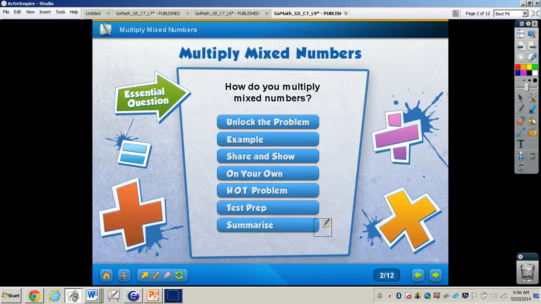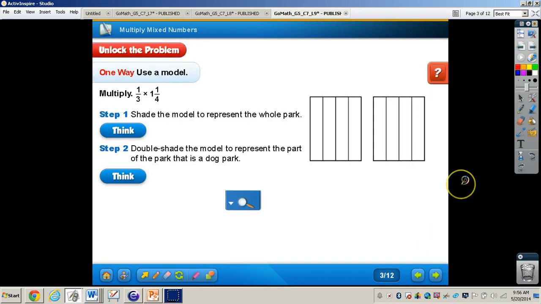In this video, we're going to be taking a look at multiplying mixed numbers, and the essential question that we are going to try to unlock is, how do you multiply mixed numbers? Now, what I want you to do is turn your Go Math books to page 325, and we will take a look at this. Now, the problem reads, 1/3 of a 1 1/4 acre park has been set aside as a dog park. Find the number of acres that are used as a dog park.